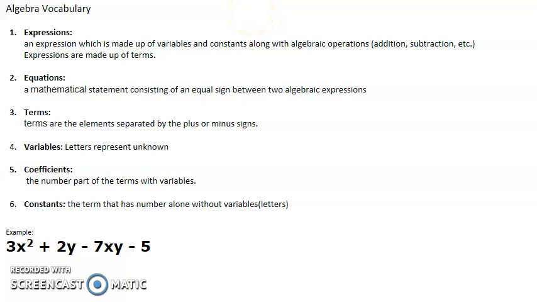Kia ora, Year 9. In this video we're going to learn lots of new words that we use in algebra. So let's start with expressions. Now, expressions usually don't have the equal sign. An expression is made up of variables and constants along with algebraic operations, addition or subtraction. So expressions are made out of terms.